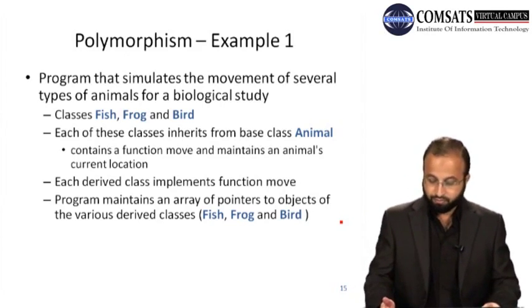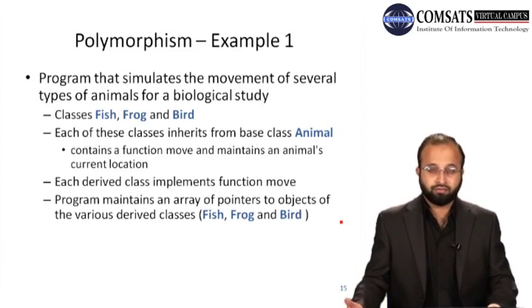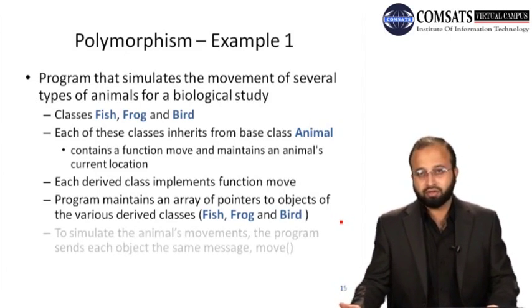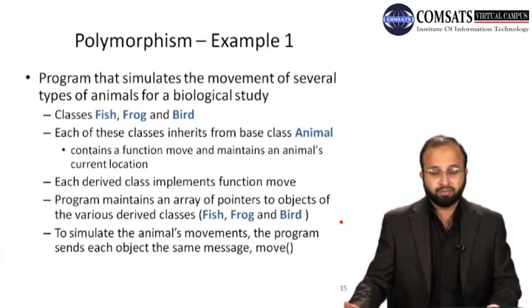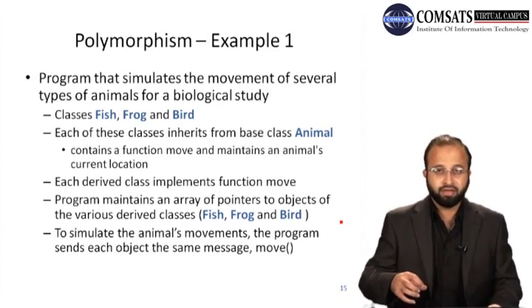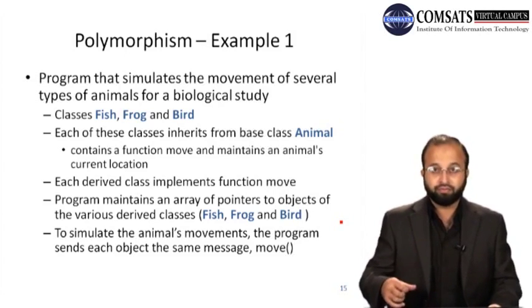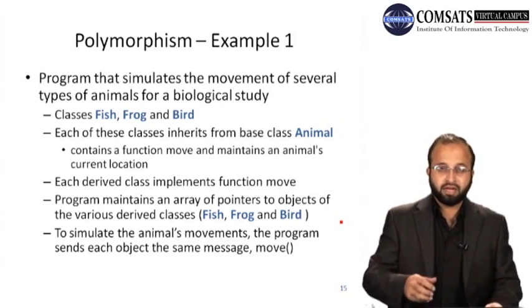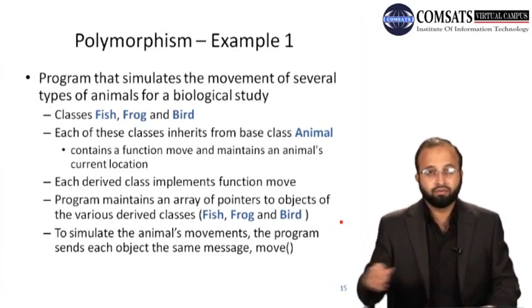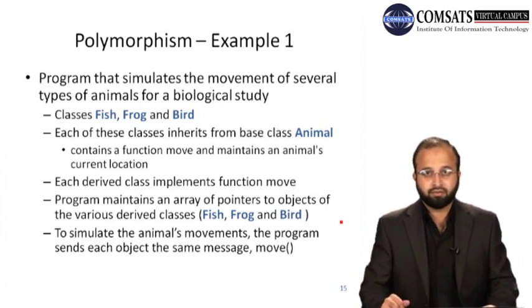सेम फंक्शन मूव कॉल होगा, बट जब फिश क्लास का ऑब्जेक्ट उसे कॉल करेगा तो वो स्विम करेगा. जब फ्रॉग क्लास का ऑब्जेक्ट उसे कॉल करेगा तो इट जंप्स. जब बर्ड क्लास का ऑब्जेक्ट मूव फंक्शन को कॉल करेगा, सेम फंक्शन कॉल हो रहा है, राइट, तो वो फ्लाई करेगा. जब मैमल्स क्लास का ऑब्जेक्ट इस मूव फंक्शन को कॉल करेगा तो वो जमीन पर चलेगा, राइट.